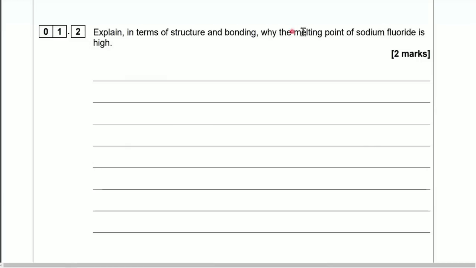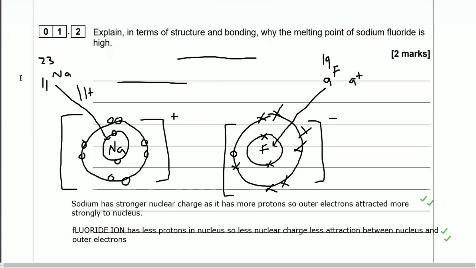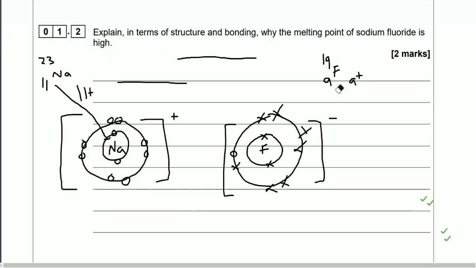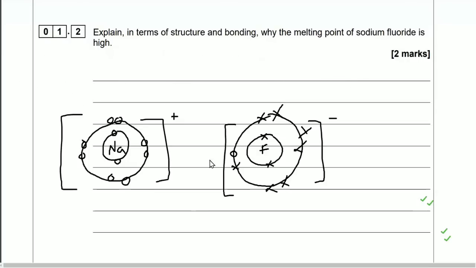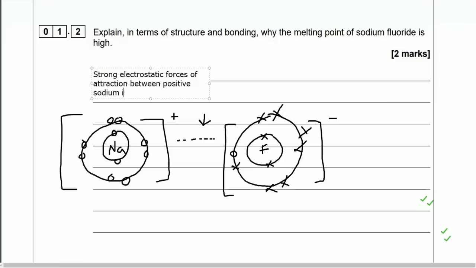Explain in terms of the structure and the bonding why the melting point of sodium fluoride is high. So you all know from GCSE that ionic compounds have a giant ionic structure. And if I bring up the ions again, we can see we've got the sodium ion and the fluoride ion here. And of course, because one is positive and one is negative, there's a force of attraction between them. This is a strong electrostatic attraction.